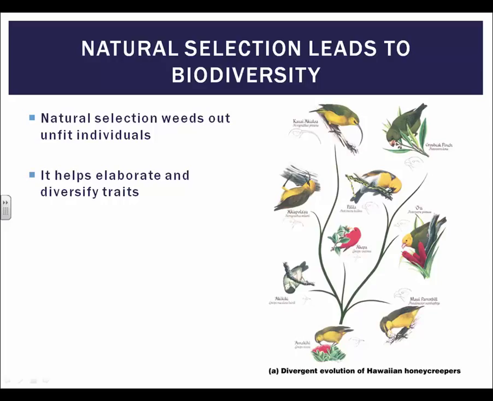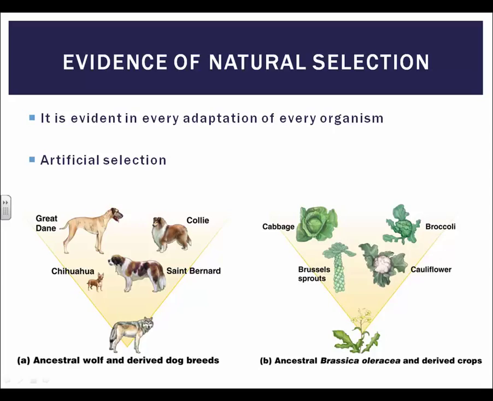Here, what we're seeing is a little bit about natural selection, how it essentially weeds out the unfit individuals, right? The survival of the fittest, we've always heard, is a term associated with natural selection. It also helps elaborate and diversify different traits, which leads to the formation of new species. Here's some evidence on natural selection. It is evident in every adaptation of every organism, so we see it all over. Artificial selection is a way that we artificially do natural selection, essentially.